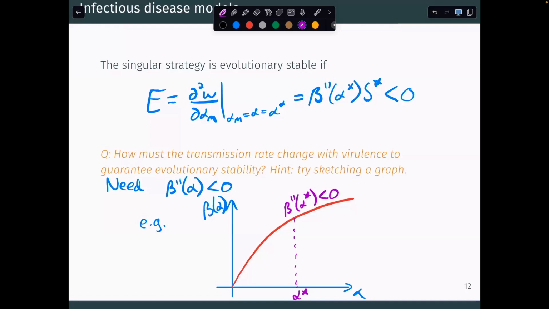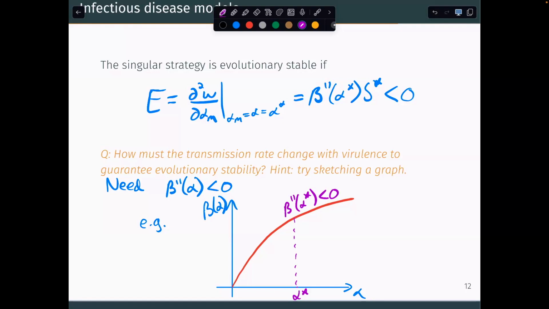This is important because intuitively it tells you something about the relationship. Ultimately, these are biological processes, right? This is virulence, this is a mortality rate. This is a transmission rate. Tells you something about how the transmission rate must be changing with virulence in order to get a singular strategy that is a fitness maximum. In other words, an optimal level of virulence.